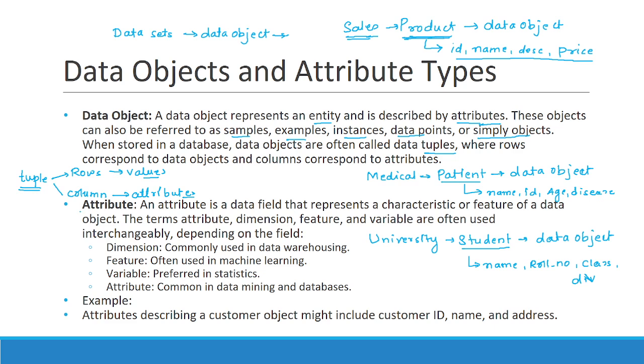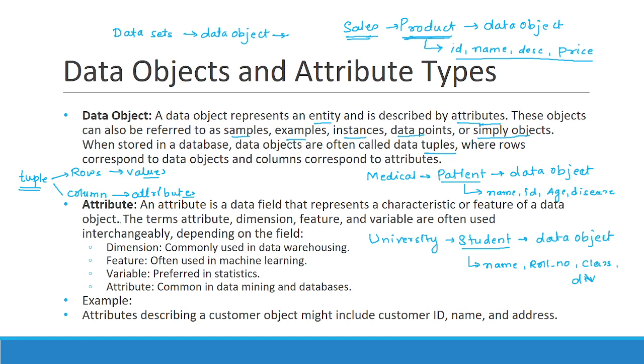So let us move forward. Let us come to attributes. In these three examples we have seen, various entities or data objects have different attributes. In sales, product will have different attributes: ID, name, description, price. In medical, patient will have different attributes. In university, student will have different attributes. So what is an attribute? An attribute is a data field that represents a characteristic or feature of a data object.